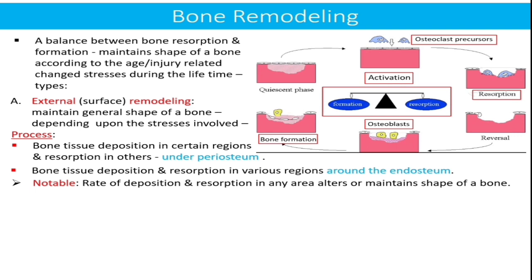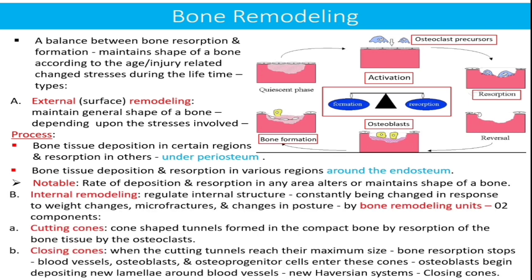A notable point after discussing the process is that the rate of deposition and rate of resorption in any area alters or maintains the shape of a bone. The second type of bone remodeling is internal remodeling, which regulates the internal structure of a bone. The internal structure is constantly being changed in response to weight changes, microfractures, and changes in posture.